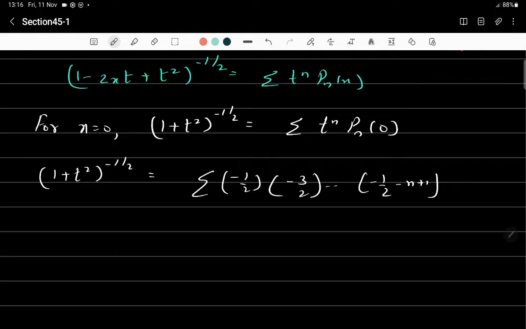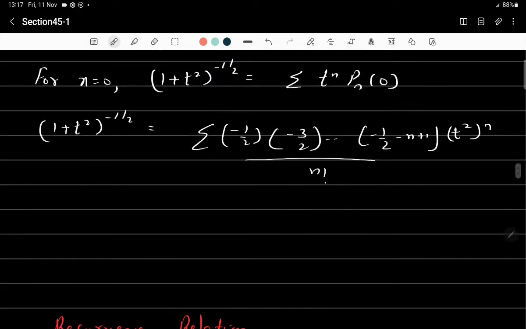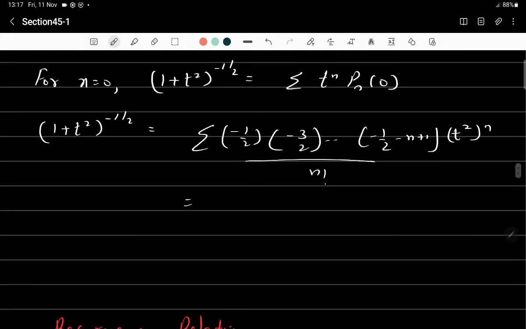Then t square is there, so x raised to the power n, so t square raised to the power n, divided by n factorial. Now from each of the above terms I can take minus common, so it becomes (-1)^n. The remaining terms would be 1, 3, 5 and so on up to 2n minus 1. Then t raised to the power 2n. In the denominator, because of 1 by 2, 3 by 2, you have 2 raised to the power n, n factorial.